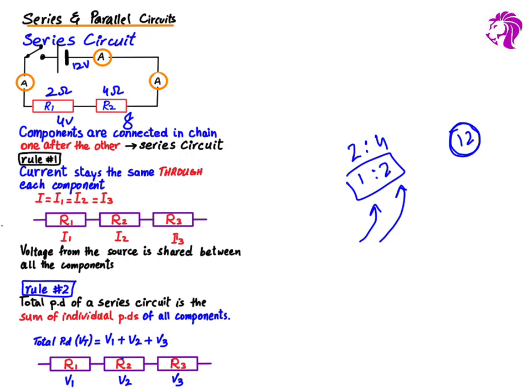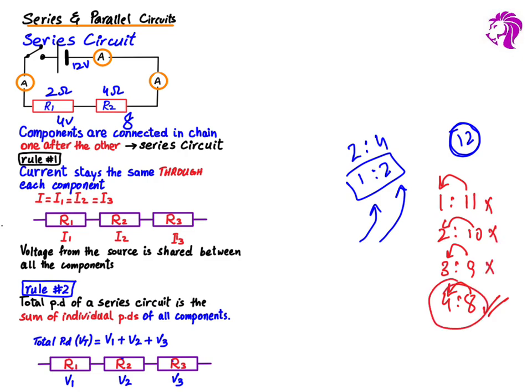How can I divide the 12 volts? So I have a ratio 1:2. Look here what I'll do. The first combination I can make is 1 volt and 11 volts. Is this double of this? No. I can make 2 and 10. Is this double of this? No. I can make 3 and 9. Is this double of this? No. I can make 4 and 8. Is this double of this? Yes. So this is the right combination, right? This is wrong, this is wrong, this is wrong. This is a 1:2 ratio, just like this one.